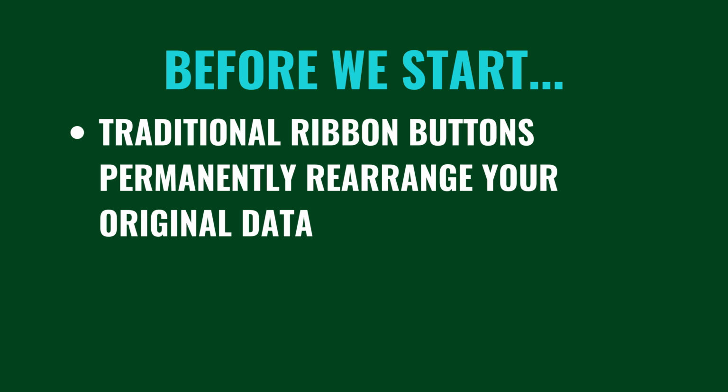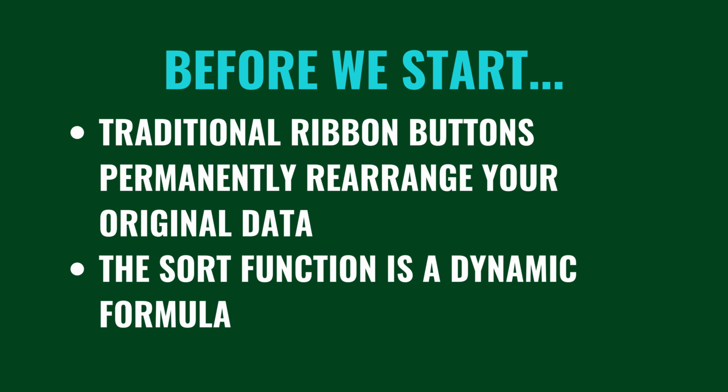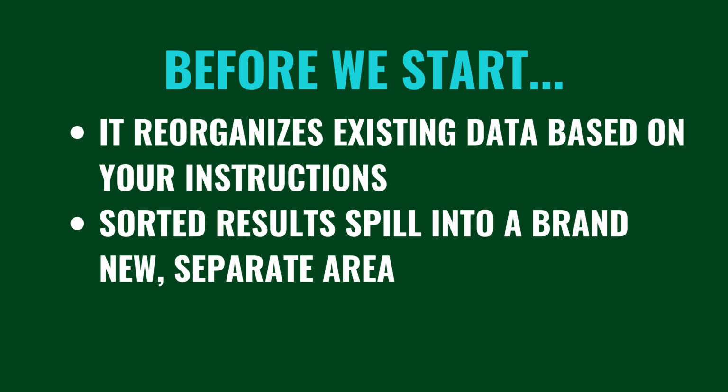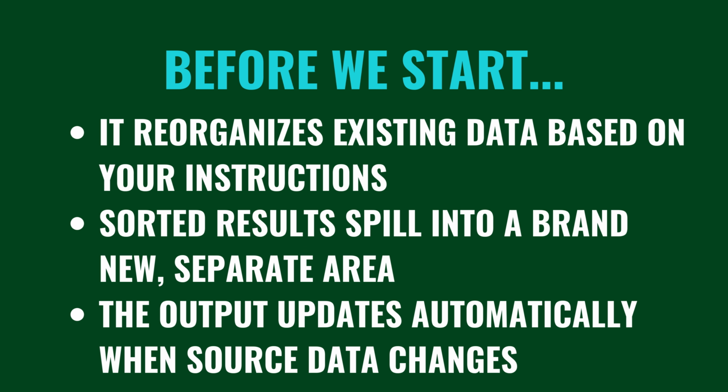Unlike the traditional sorting buttons found on the Excel ribbon, which permanently rearrange your original data row by row, the sort function is a dynamic formula. It takes an existing block of data, reorganizes it based on your instructions, and spills the sorted results into a brand new, completely separate area of your spreadsheet that updates automatically whenever your source data changes.